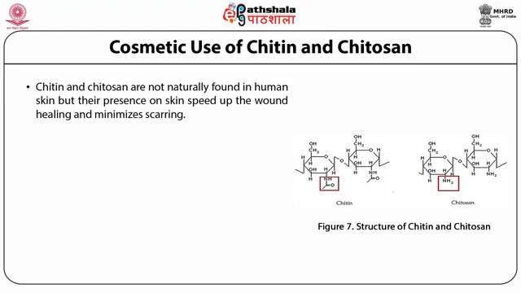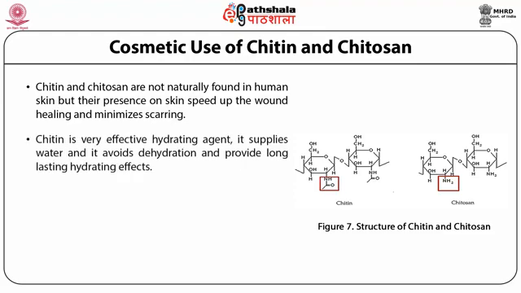moisturizer controlling agents in cosmetics. Chitin is a very effective hydrating agent. It supplies water, avoids dehydration, and provides a long-lasting hydrating effect. Chitin and its derivatives allow active principles to stay in close contact with the skin. The structures of chitin and chitosan are given, where you can easily see the difference between the two.